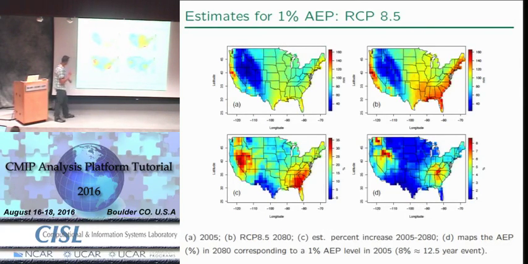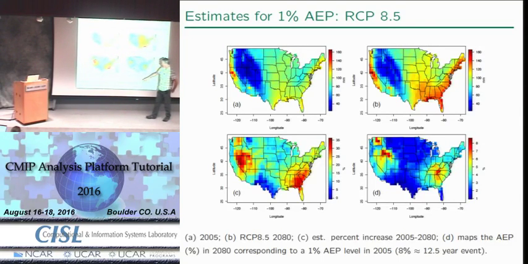So let's see. This is the return level estimate in 2005. This is in 2080 according to RCP 8.5. This is the percent increase. And so we see the greatest increase again in the southeast. And then also in Nevada, we get great increase, and that's largely because here the return levels were so small. And then this just says, let's see, this is sort of an impacts idea.